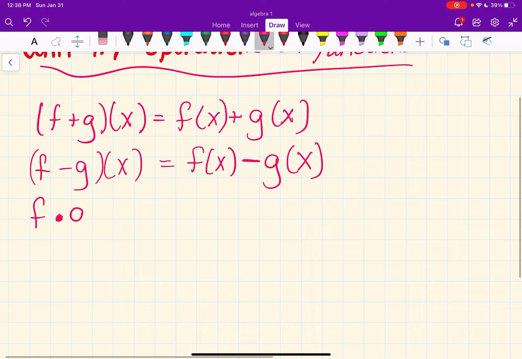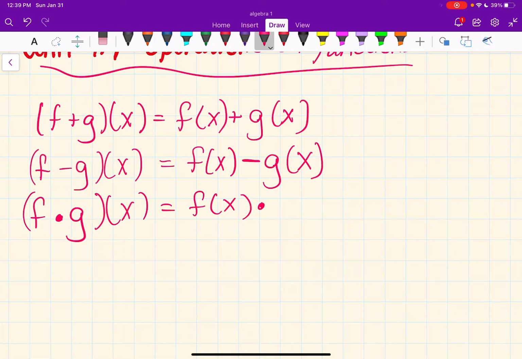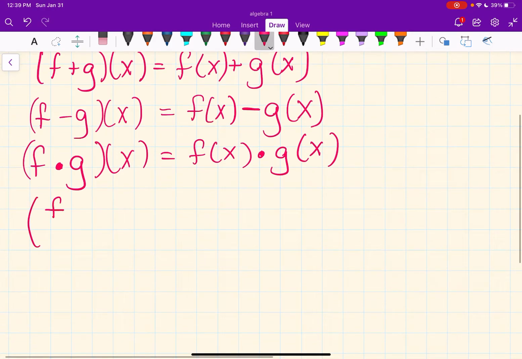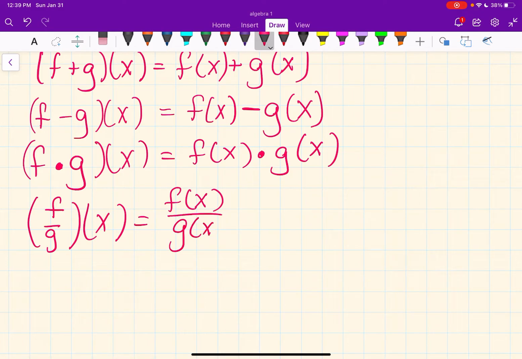F times g of x means f of x times g of x, which a lot of times we have to FOIL or distribute. This last one, we just cannot let the denominator go to 0. So f over g of x is just f of x over g of x. And g of x cannot equal 0. So we can't let the bottom go to 0. So that's the only extra step there. Okay? So let's do a couple examples of this, and then we'll do composition.